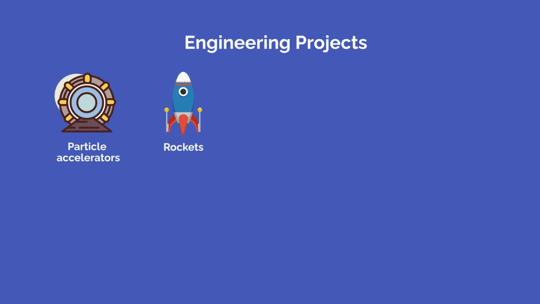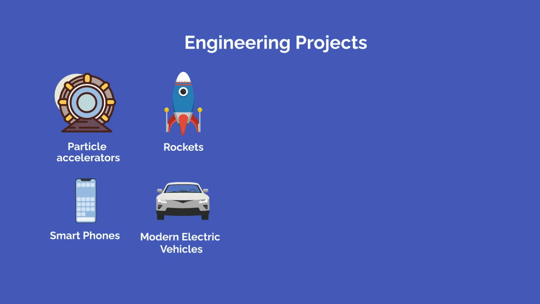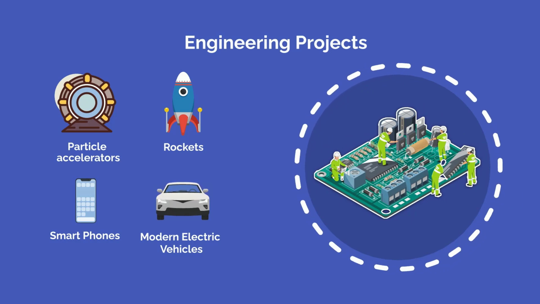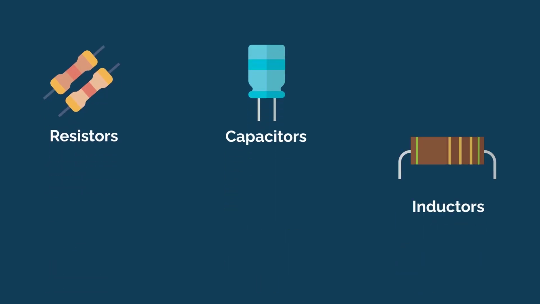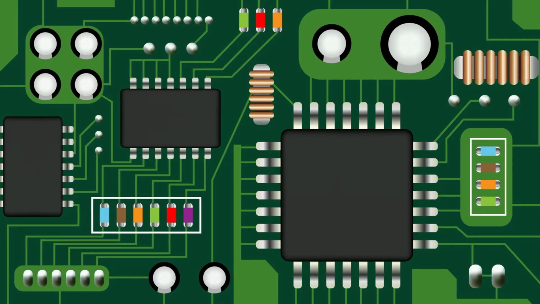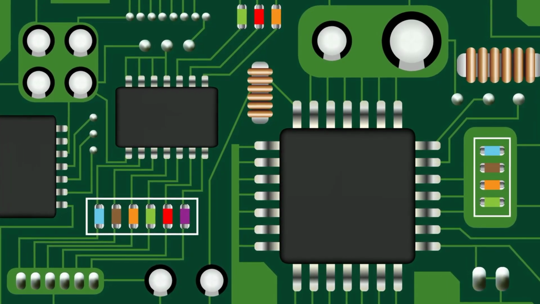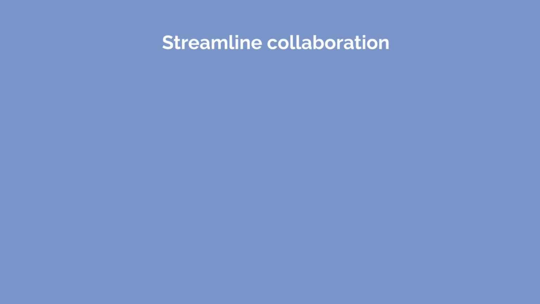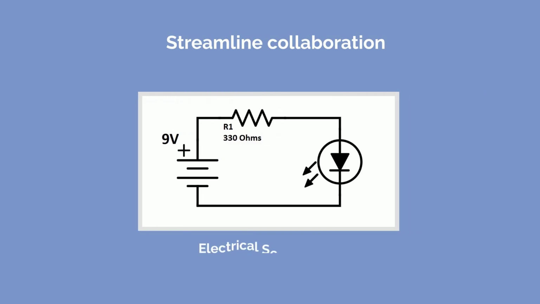Particle accelerators, rockets, smartphones, and modern electric vehicles were all meticulously designed with hundreds of millions of basic electrical building blocks that every electrical engineer must know. Resistors, capacitors, inductors, diodes, and transistors. As you can imagine, completing every single connection for that many components is not the work of just one engineer. To streamline collaboration, electrical engineers use a standard documentation scheme known as electrical schematics.